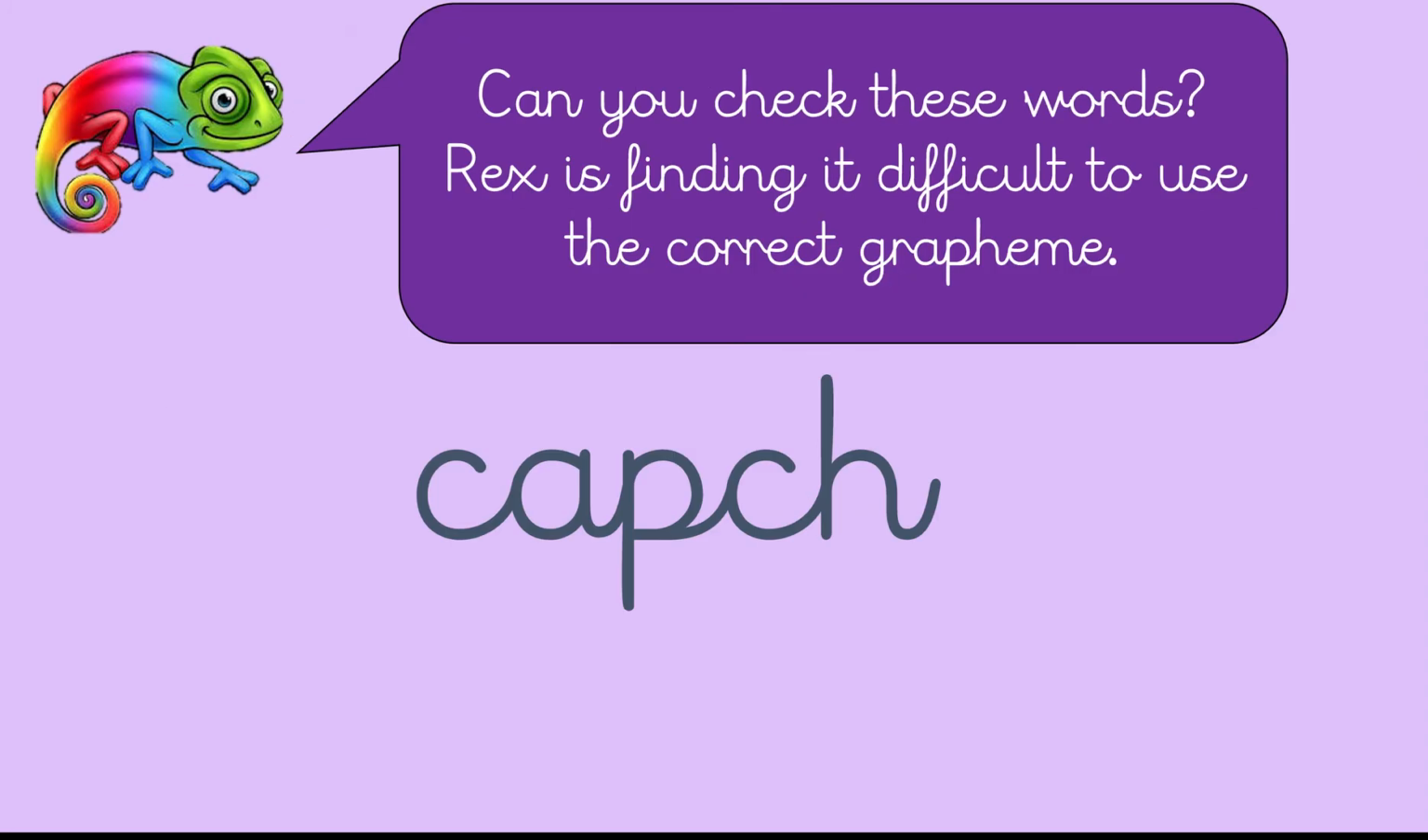Okay. Oh, so Kathy's saying, can you check these words? Rex is finding it difficult to use the correct grapheme. Okay, let's have a look. K, A, P, Ch, capch. That one doesn't sound quite right, does it? Can you find the bit that's not correct? Have a look now. Super job, did you spot it?